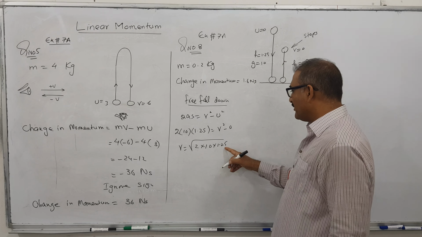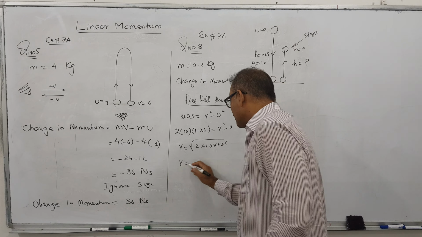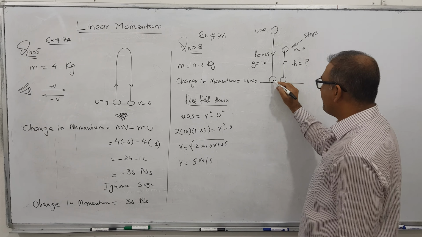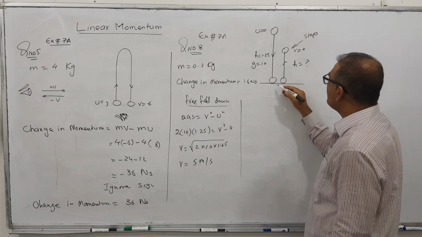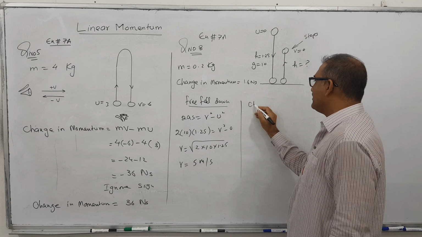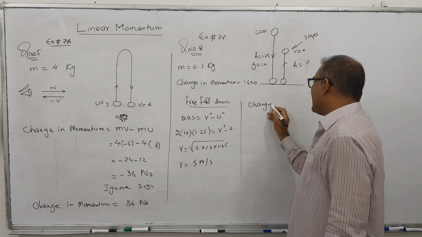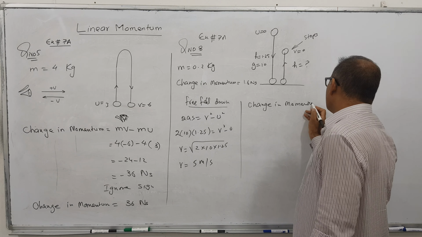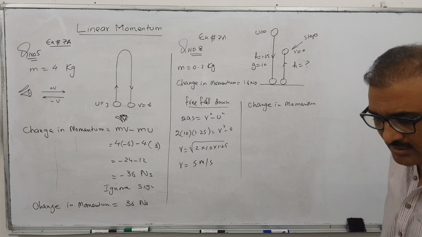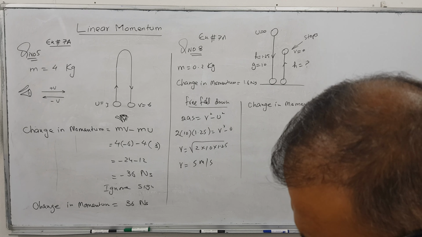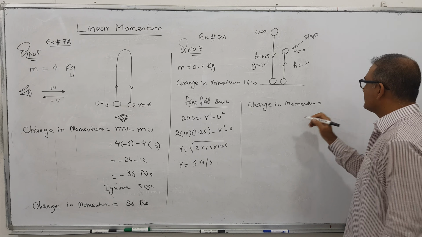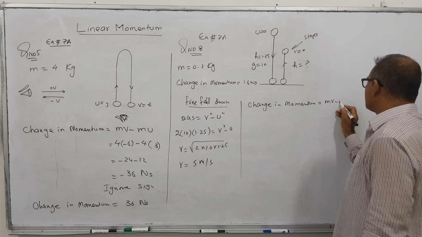This is becoming 12.5 into 25. So this is 5 meter per second. So it means this speed is 5 meter per second. But do you know that we are given this sentence? So let me write it. Change in momentum is what we have here. So just concentrate, please. Change in momentum, you know that formula, mv minus mu.